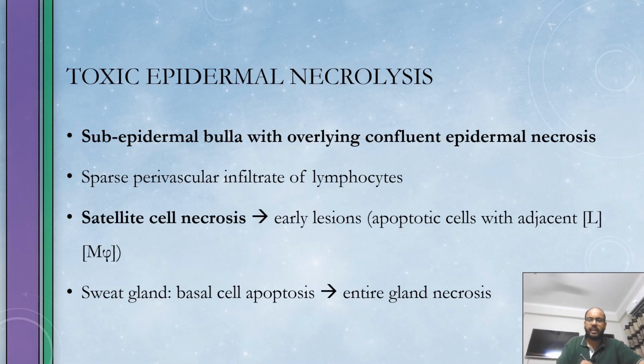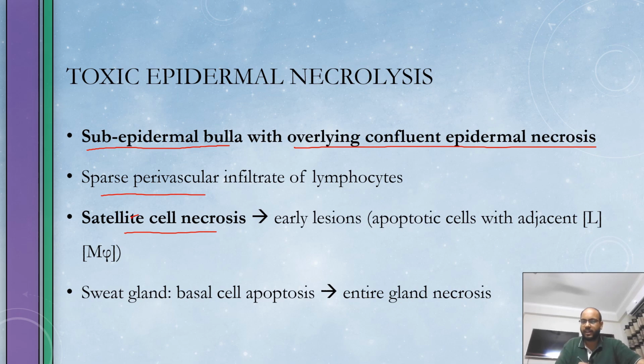Toxic epidermal necrolysis. In toxic epidermal necrolysis, the infiltrate is more confluent. It is more covering the dermoepidermal junction. There is significant epidermal necrosis leading to formation of a subepidermal bulla. That means there is a split between the epidermis and the dermis. The infiltrate can be sparse, and there is satellite cell necrosis. Why? Because in early lesions, lymphocytes are destroying the keratinocytes. Okay, so there is satellite cell necrosis, but the distinctive feature is a subepidermal bulla with overlying epidermal necrosis.